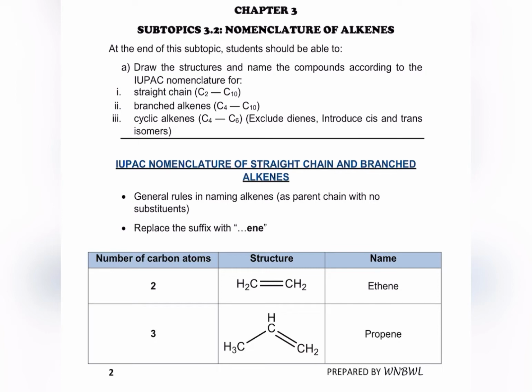Let's continue with the next part of this video, where we are going to learn how to give the name for alkenes. As usual, if you want to name alkenes, you have to make sure the family name, the suffix itself, ends with -ene. If we have 2 carbon atoms or 3 carbon atoms with no substituents, the structure looks like this. With 2 carbon atoms, we call it ethene, and with 3 carbon atoms, we call it propene. This is a straight chain alkene with no substituent.